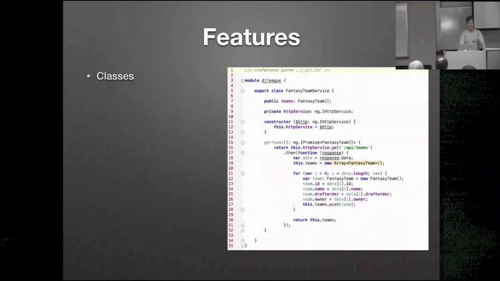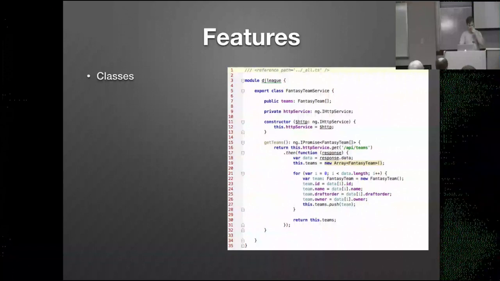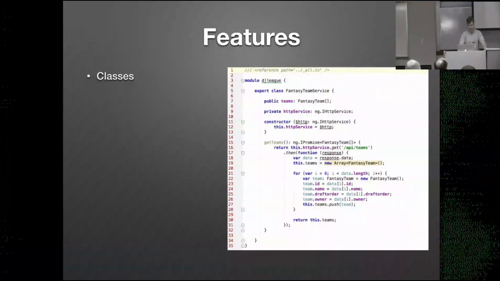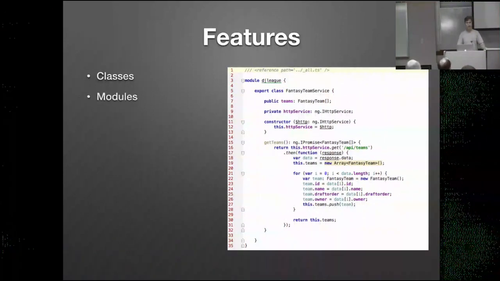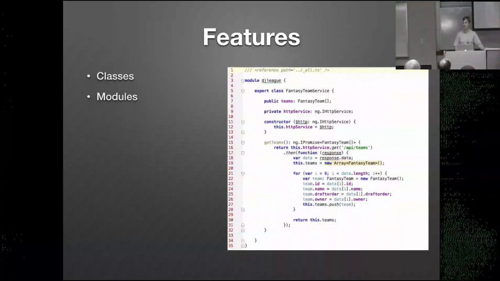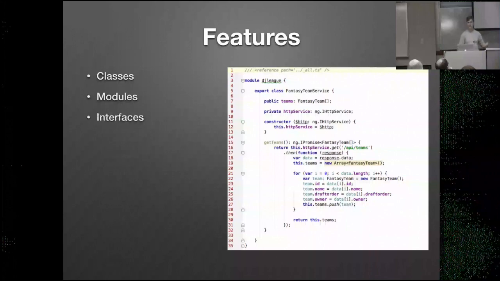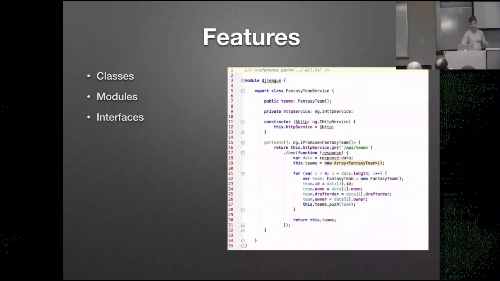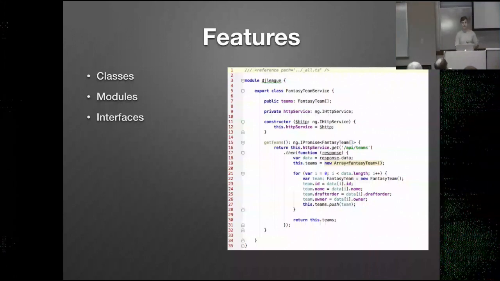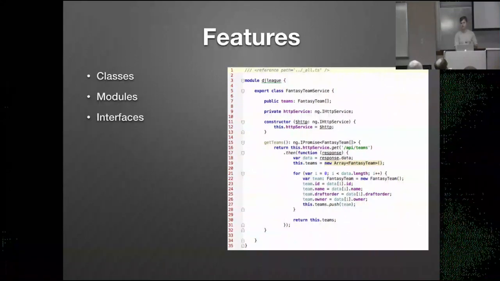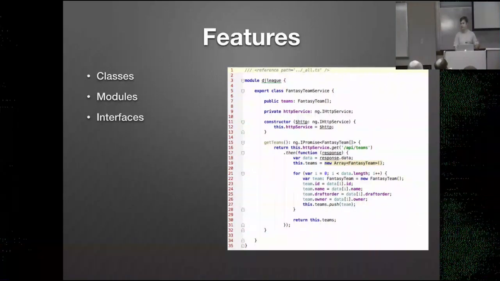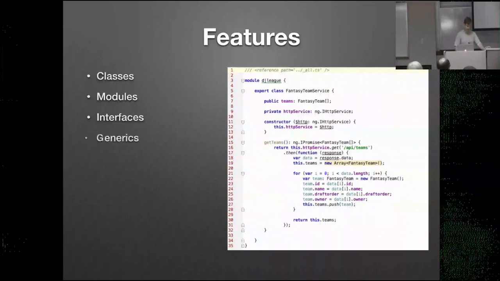So features. TypeScript has classes. We kind of alluded to that before. You can see that in the code example I have on the right. There are modules built into TypeScript. Again, you're going to see a lot of these features mirror what's in ECMAScript 6. Here's one that's not: interfaces. These are optional in TypeScript, but you can, if you'd like, create interfaces. Some people like those, some don't.